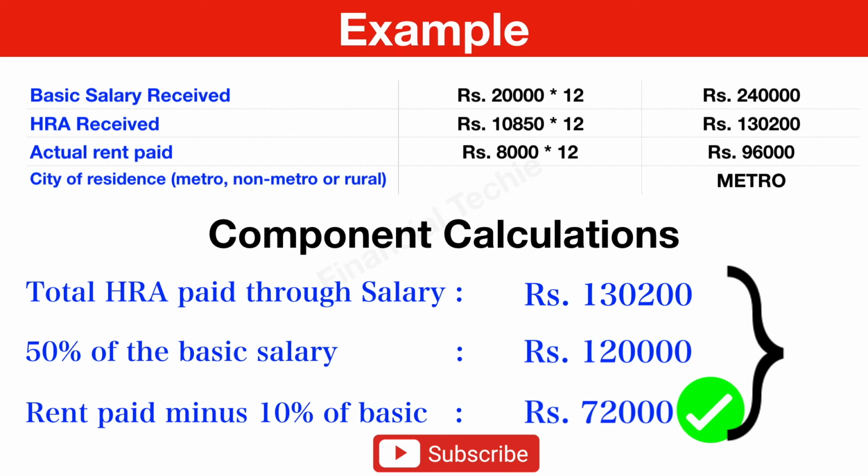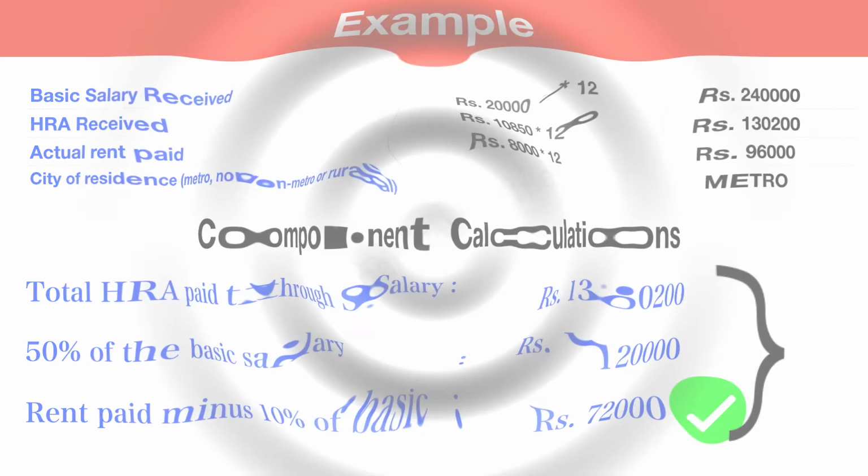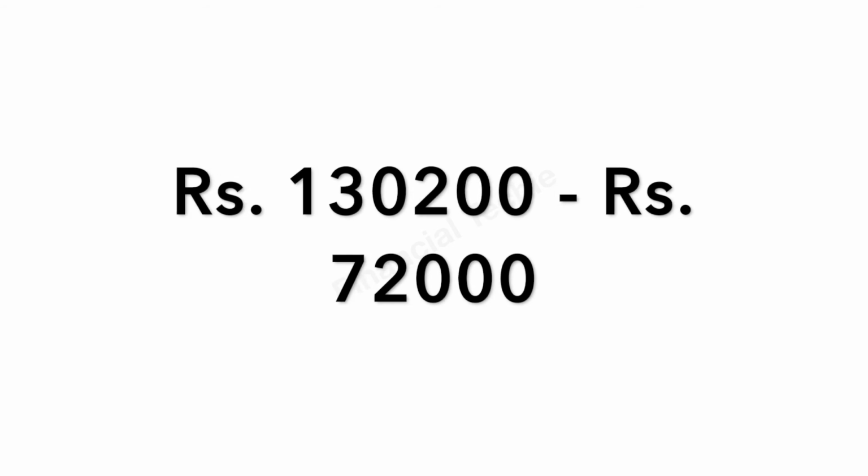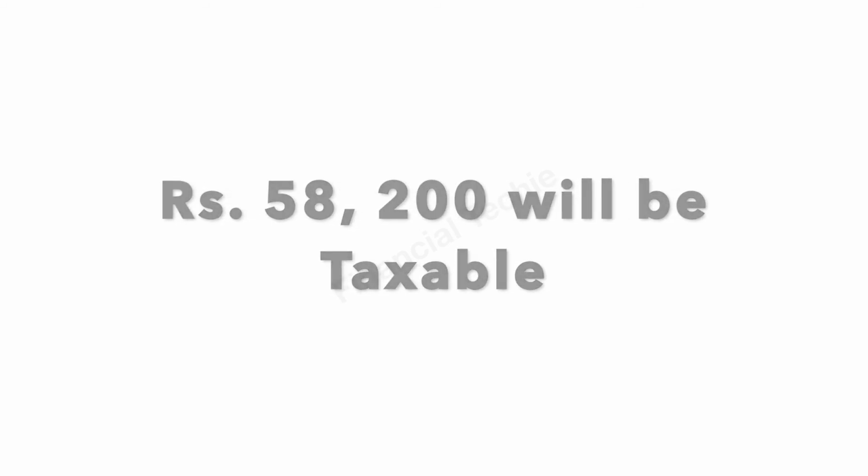At this stage, we know Ravi can get tax exemption up to 72,000 out of 1,30,200 rupees. That is the total HRA he has received in a financial year. So the remaining amount, when we subtract the exemption of 72,000 from the total HRA received, comes around 58,200 rupees. So that 58,200 rupees will be taxable income.